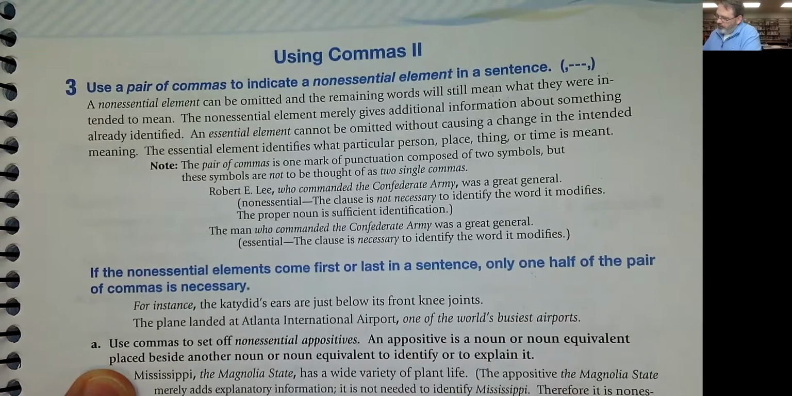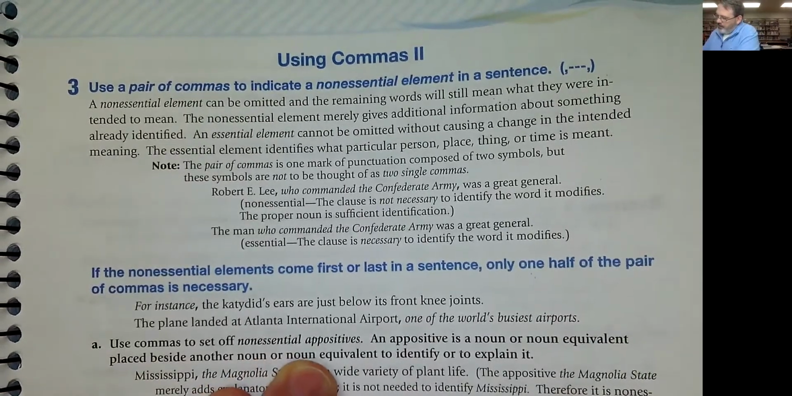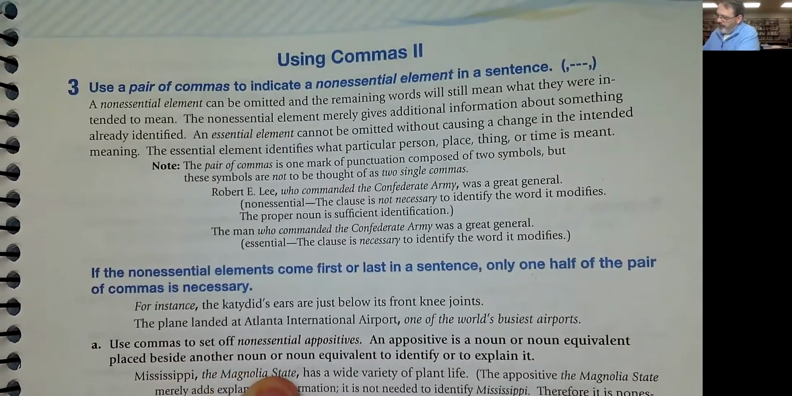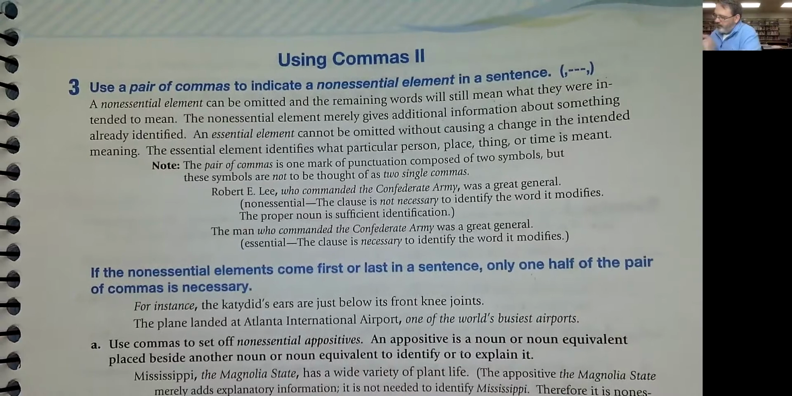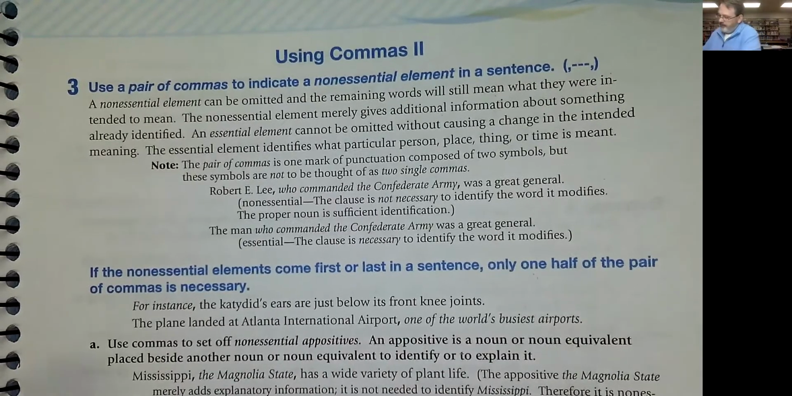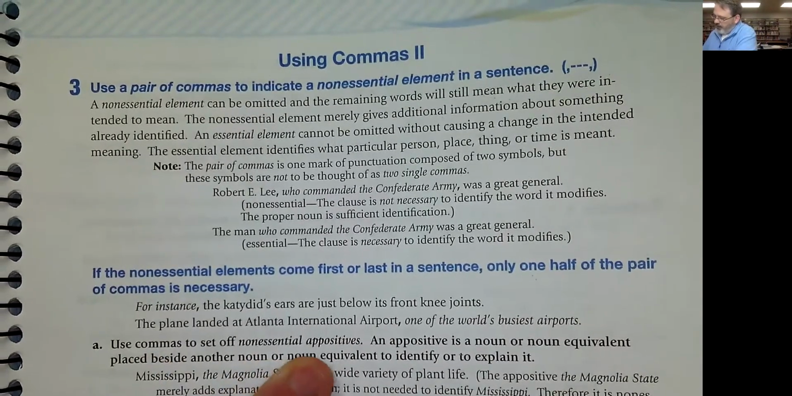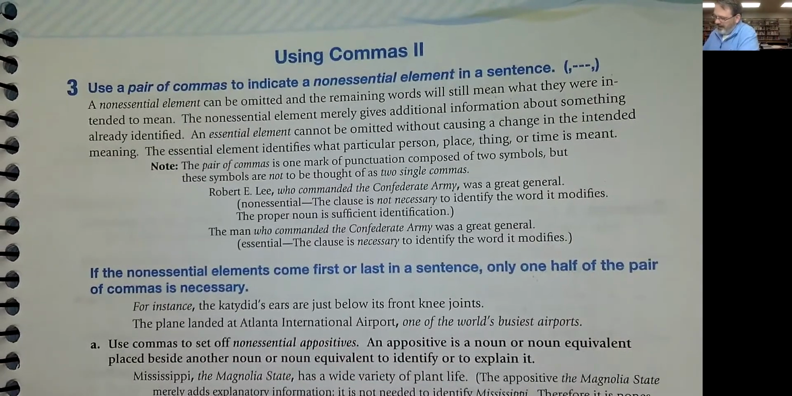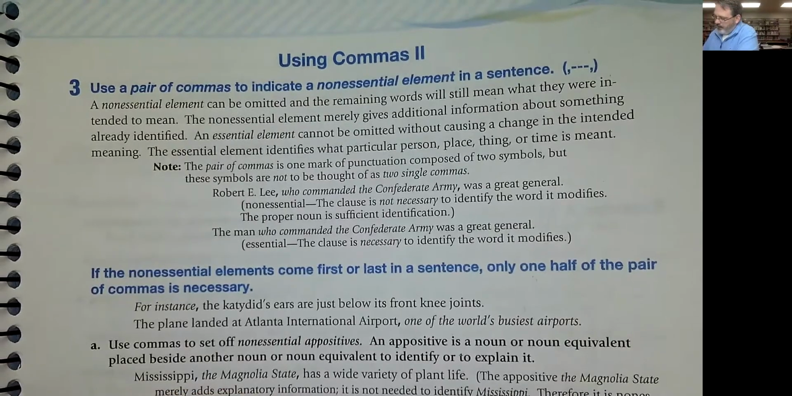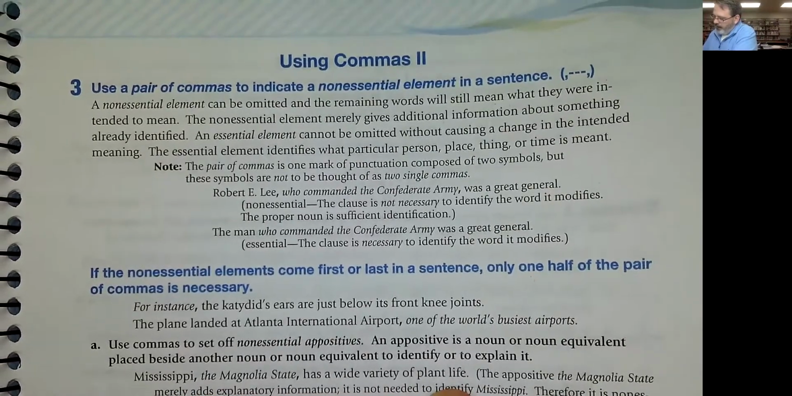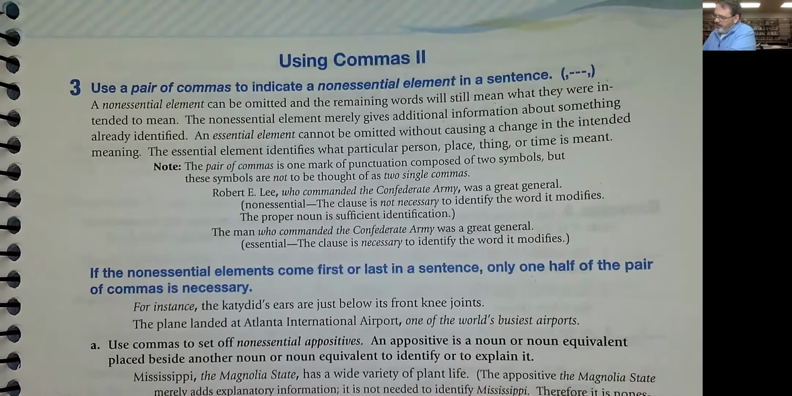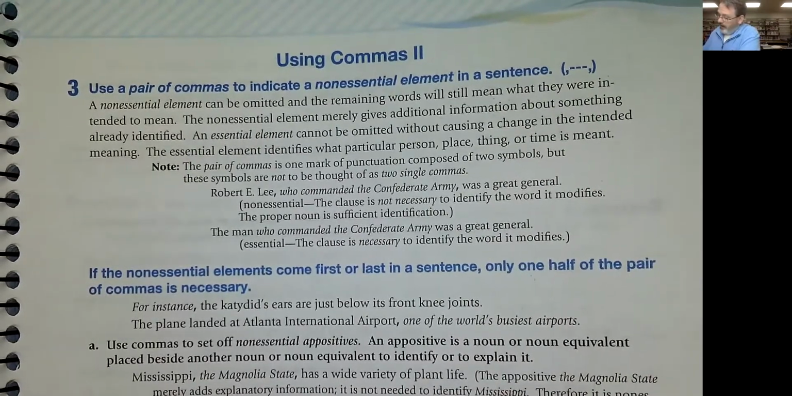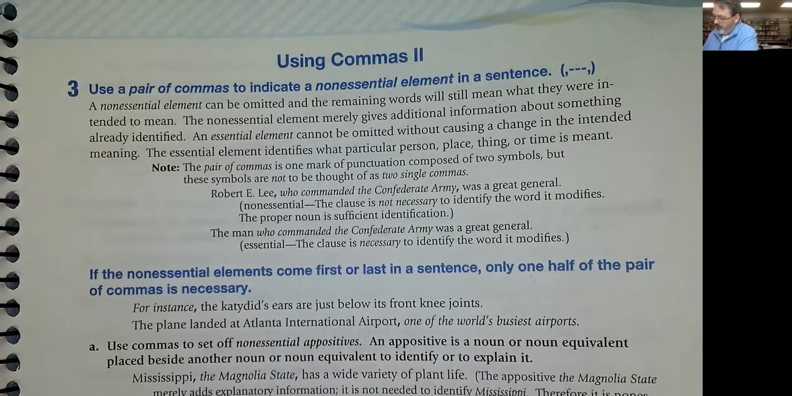Let's see. Use commas to set off non-essential appositives. An appositive is a noun or noun equivalent placed beside another noun or noun equivalent to identify or explain it. Now, this is what we have. Use commas to set off non-essentials. Mississippi, comma, the Magnolia State, comma, has a wide variety of plant life. The appositive, the Magnolia State, merely adds explanatory information. It doesn't change the meaning, therefore it's non-essential.